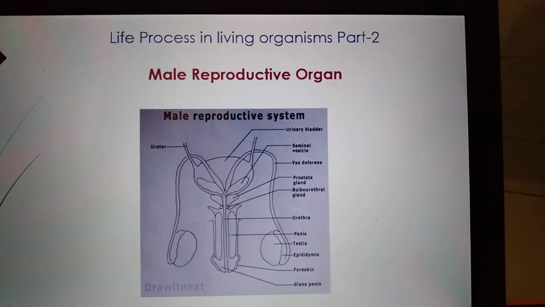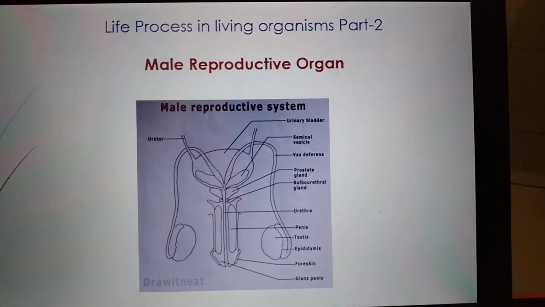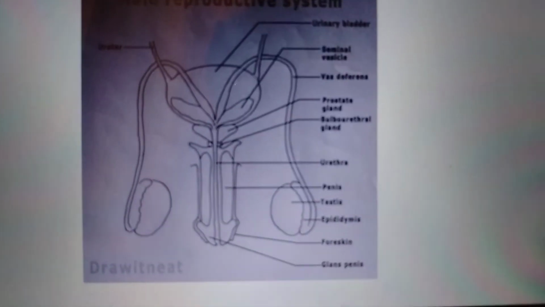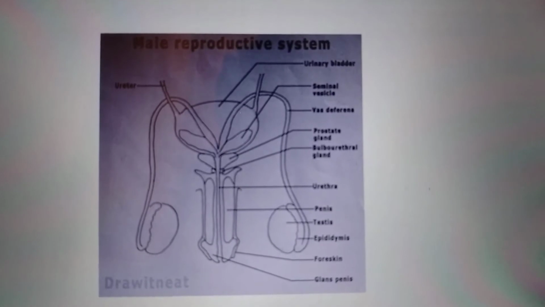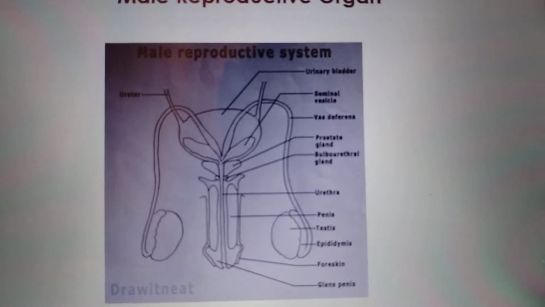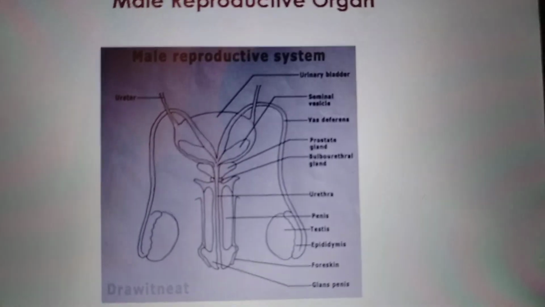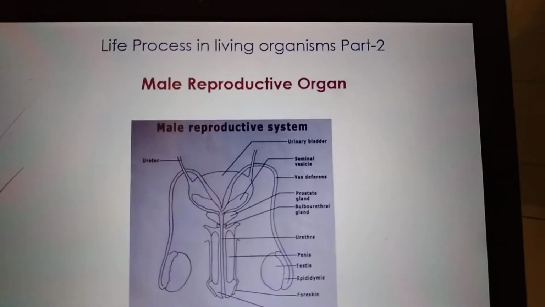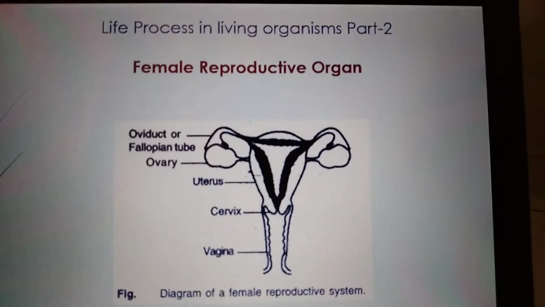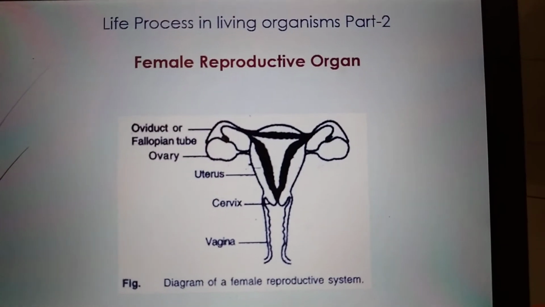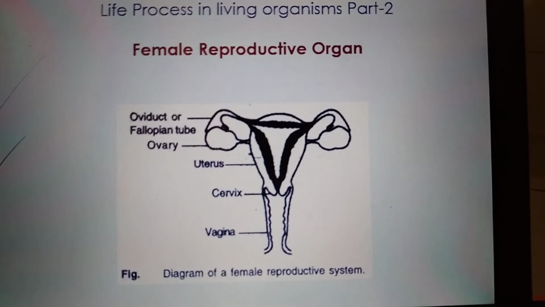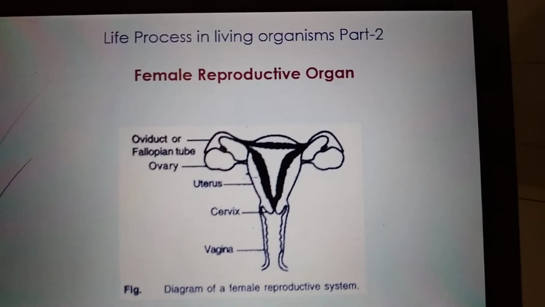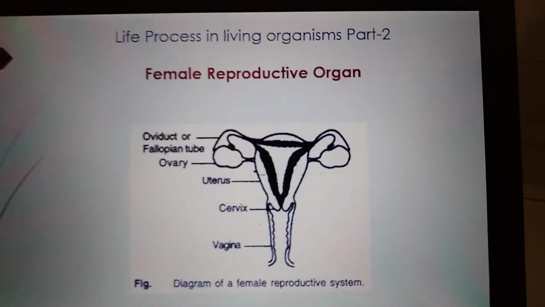Second most important diagram, from Life Processes in Living Organisms part 2, second lesson: the male reproductive organ. There is the urinary bladder, then ureter, then testis, then penis, or we can say the urethra. This is also a most important diagram, which is generally asked in your board exams. So do it properly. Third is from Life Processes in Living Organisms part 2, that is the female reproductive organ. It consists of your ovaries, uterus, vagina and cervix. This is also a most important diagram, which is generally asked in your board exams.